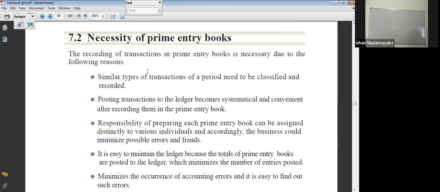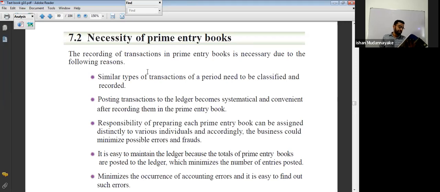Here you can see the necessity of primary books. These are the requirements of primary books. We require primary books in a business organization, so these are the reasons. Look at the grade 10 textbook, page number 79.